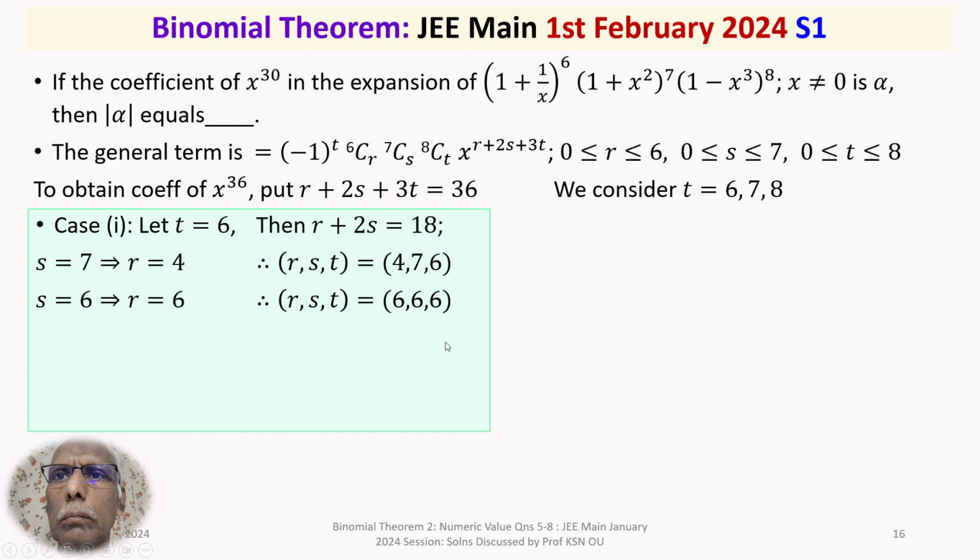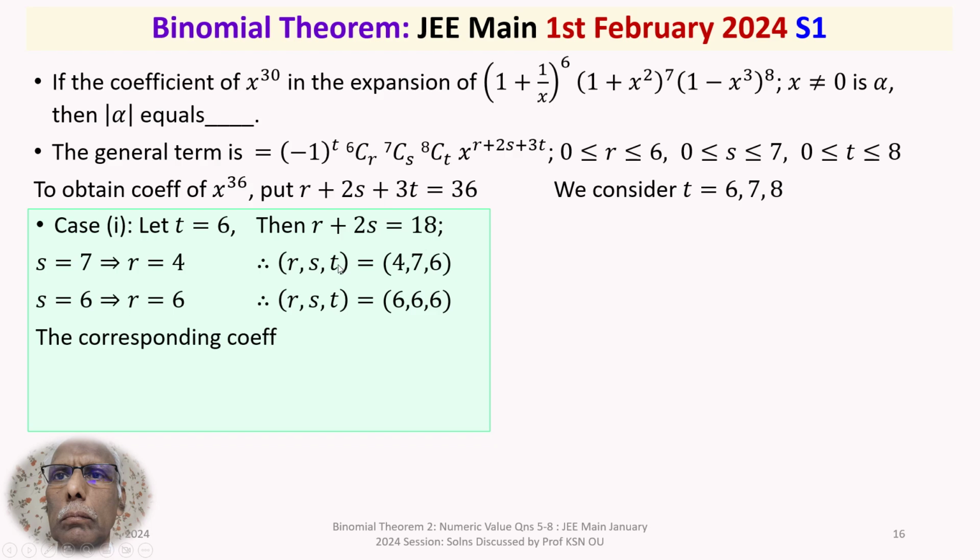Agreed. Now we are not going further. Suppose I take s is equal to 5. What happens? If I take s is equal to 5, 5 2s are 10. 18 minus 10, 8. r is 8. It cannot take because r takes maximum value 6. Therefore, you have to stop.